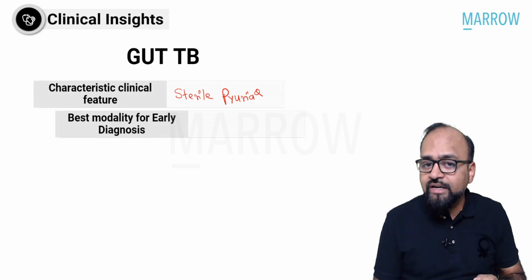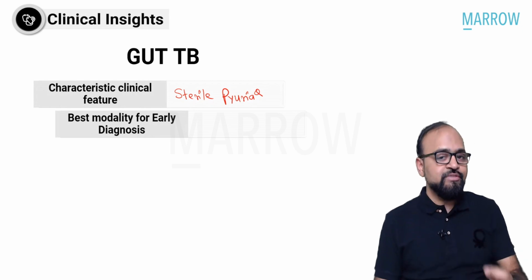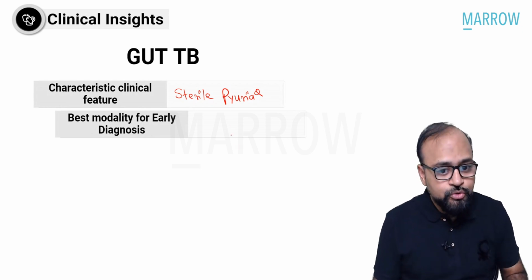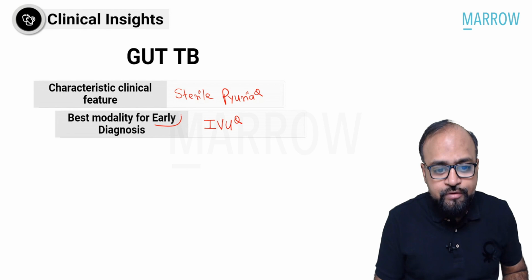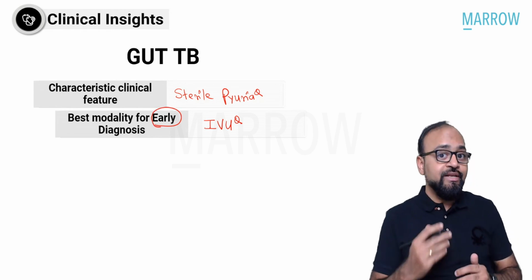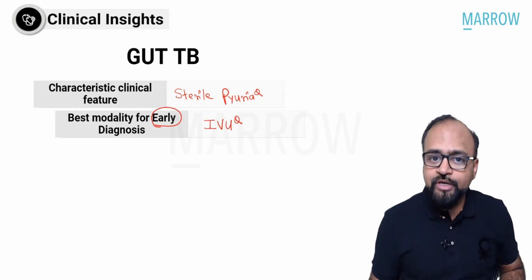What is the best modality for early diagnosis? The best modality for early diagnosis of GUTB, remember, is intravenous urography. If they use the word early diagnosis, then and then only the answer should be intravenous urography.